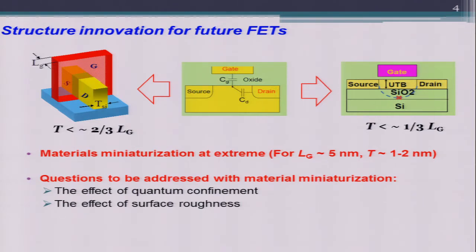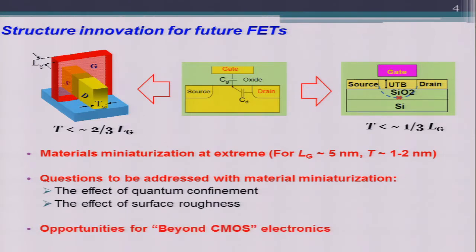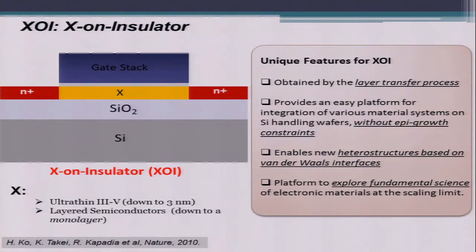And when you're at that extreme scaling limit, you have a lot of fundamental issues that you have to worry about. The effect of quantum confinement: does it help you? Does it hurt you? How? The effect of surface roughness, band edge roughness. And we have to think about all of these while at the same time thinking about the various constraints that we have for designing our next generation transistor, for example, a tunnel transistor.